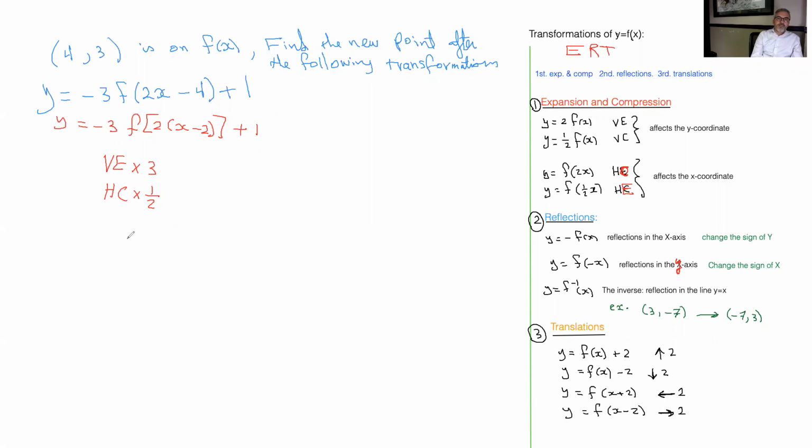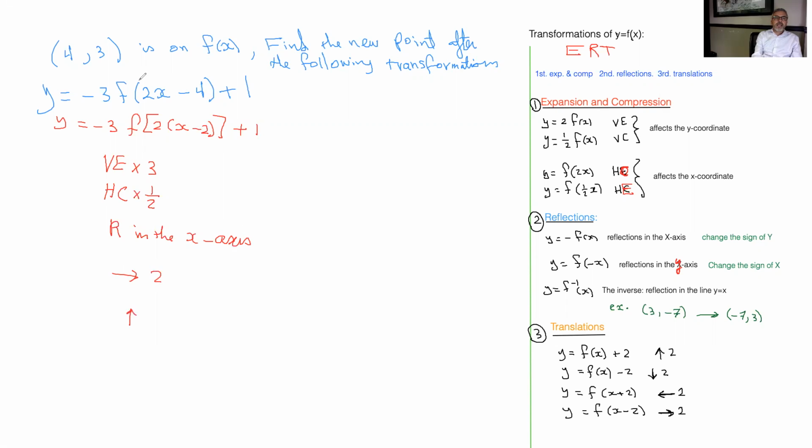And you do the reciprocal of the 2. Now, the next thing is the negative in front of here, that's a reflection in the x-axis. And then we're moving 2 to the right and up 1.